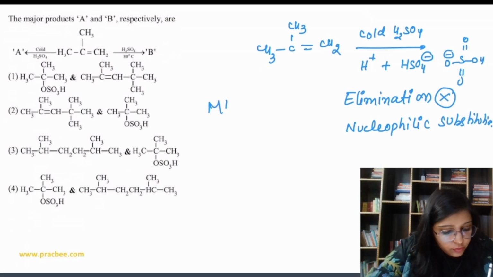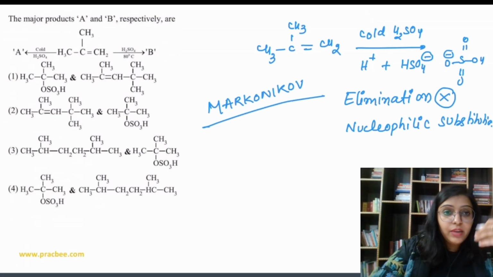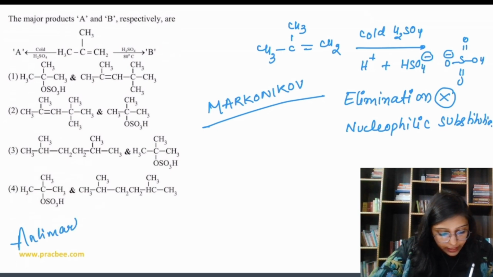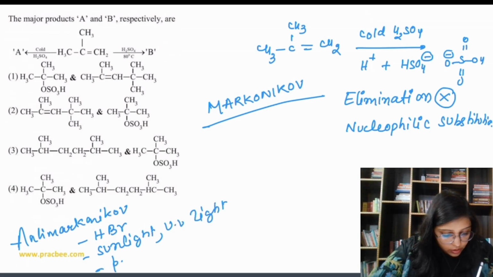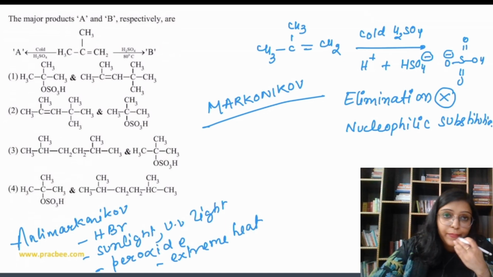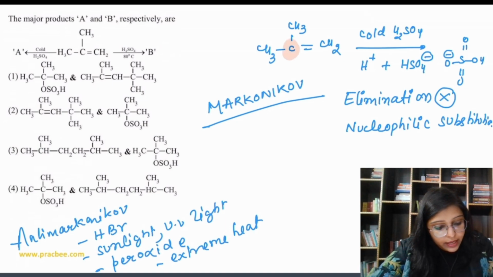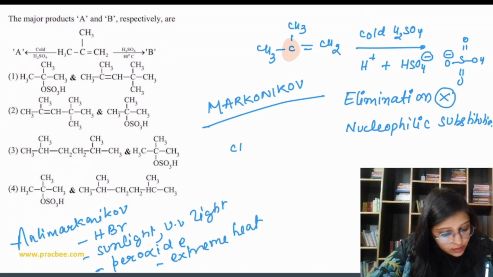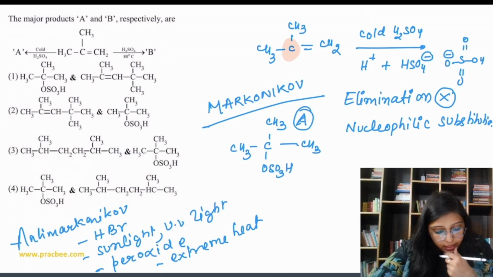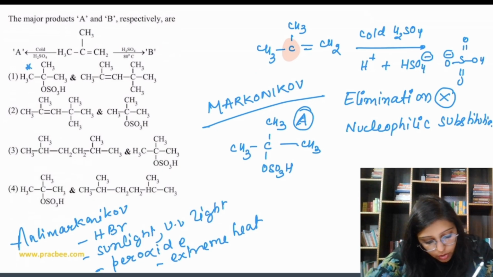So what happens? Obviously, we have to follow Markovnikov rule. Generally it is Markovnikov rule. Anti-Markovnikov rule we have to follow if we have HBr, sunlight, UV light, peroxide and extreme heat. ठीक है? So Markovnikov, so it means the negative part goes to this carbon. So we get CH3, COSO3H, CH3, and here we write CH3. So this is option number A. So if you see, we can have option number 1 and option number 4.